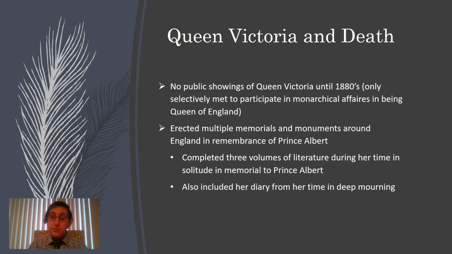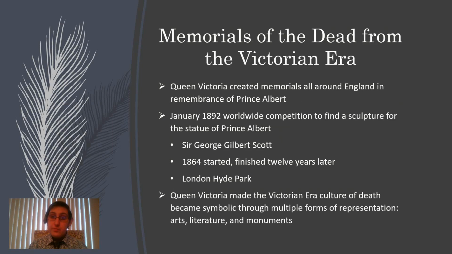One of these memorials that she had created of Prince Albert stands in London Hyde Park, and was finished 12 years after 1864 when it had started. Sir George Gilbert Scott was in charge of building this sculpture after he won a worldwide competition that Queen Victoria had initiated in January 1892 in finding someone to make the statue.